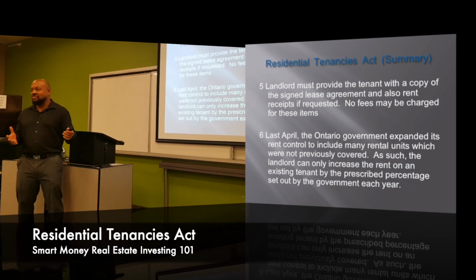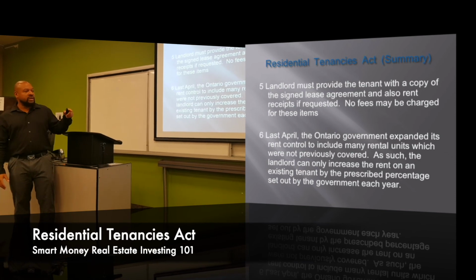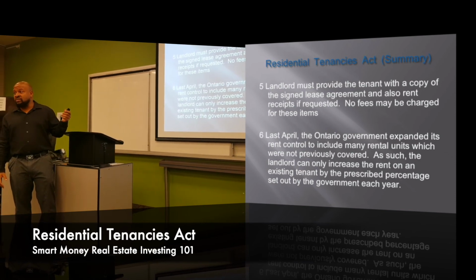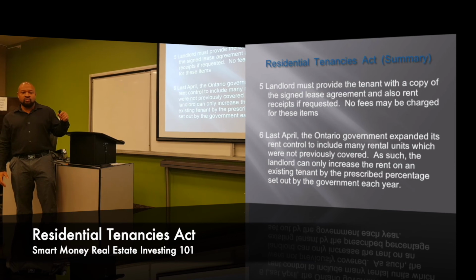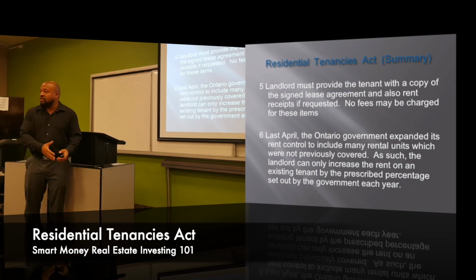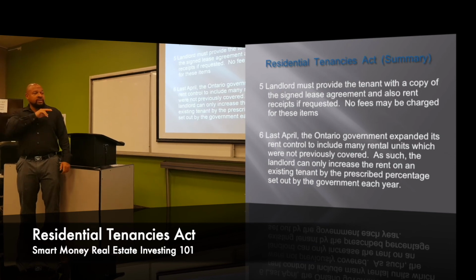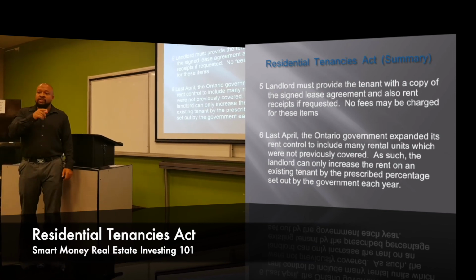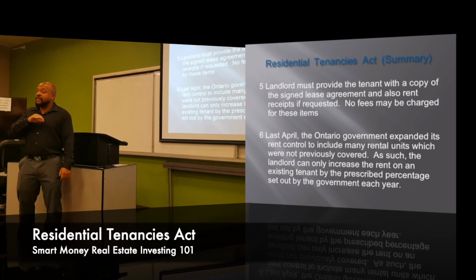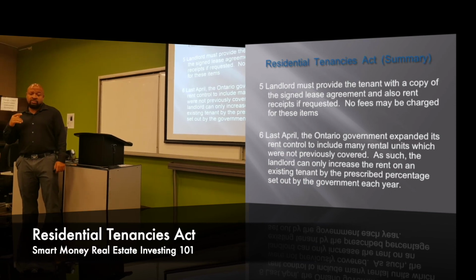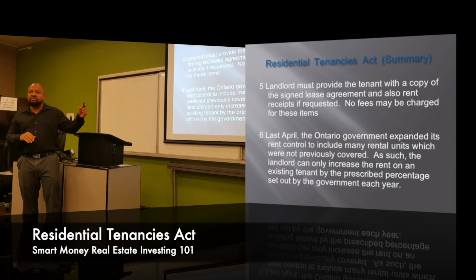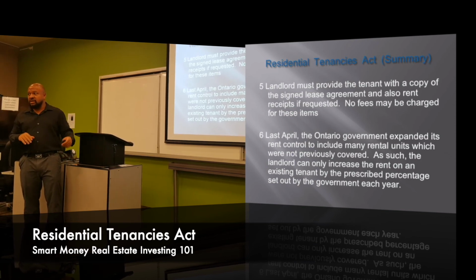Kind of sucks. But one of the ways, probably the only way to get around this, is to get the tenant out. If you can get the tenant out, you can reset the rent at whatever rate you want. The other one is if you buy a new property that has never been rented before, after November 30th of 2018, these rent controls don't apply, right? So it's only to pre-existing rental units. That was Doug Ford's law.